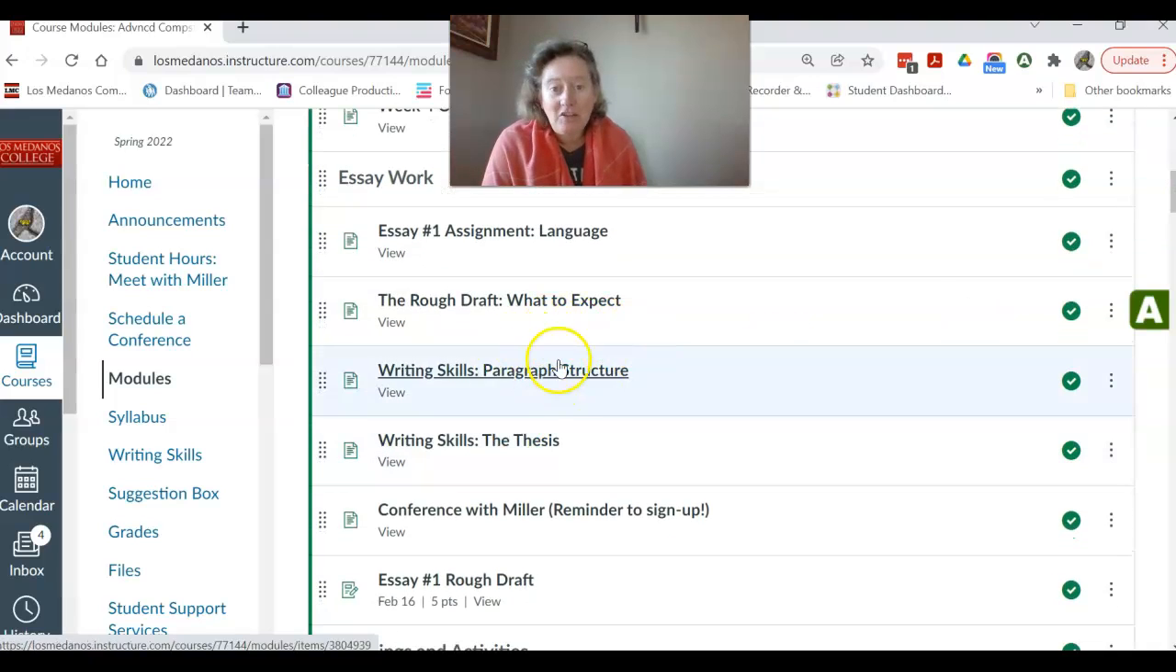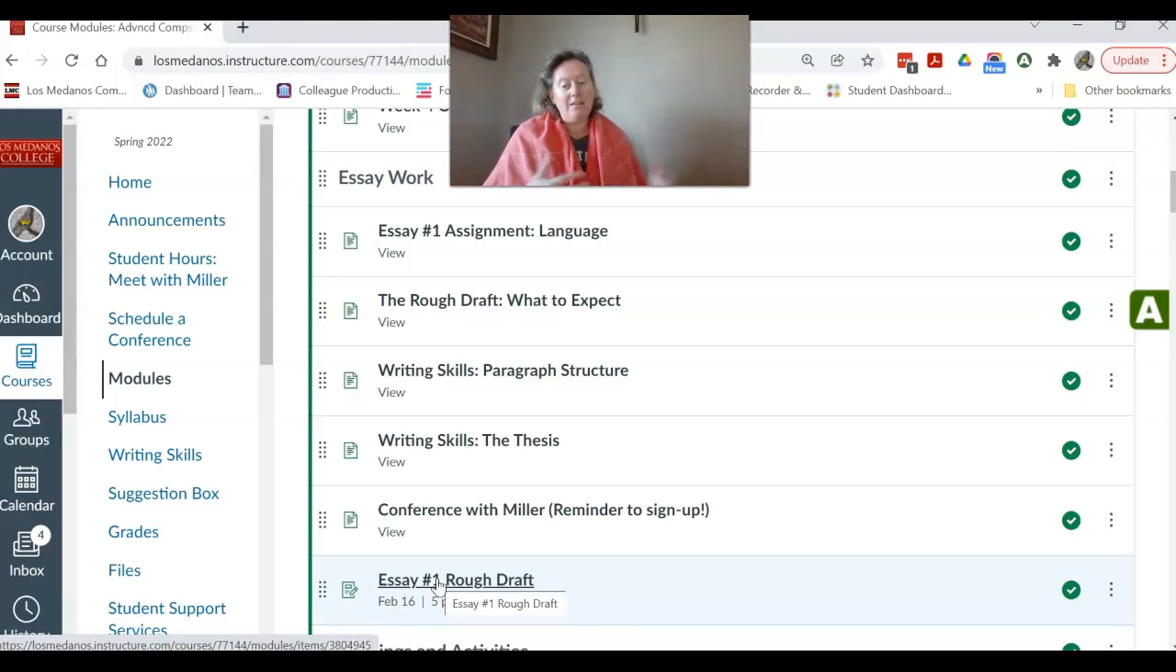So some information about paragraphs, information about the thesis statement, a reminder to sign up for a conference with me. Again, especially because you have your rough draft due this week. The conference is an assignment. So you can meet with me this week. You can wait until you get the rough draft feedback, so you can meet with me next week if you'd like. But the whole idea of a conference is to talk about the essay.